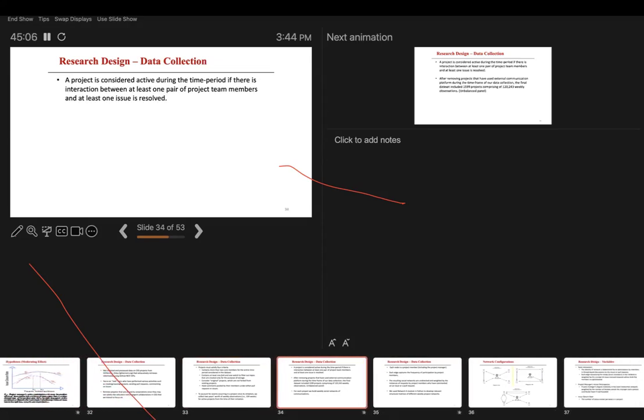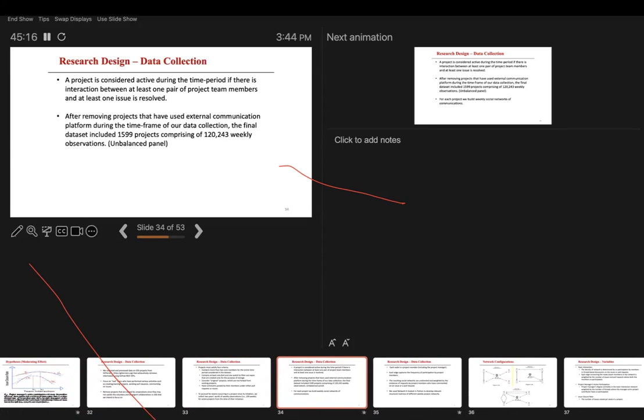Now, a project is considered active during the time period if there is interaction between at least 1 pair of team members and at least 1 issue is resolved during it. So then it's an active project. That's an important element here, because otherwise a dormant project for multiple weeks, sometimes for a whole year, would not really make sense here.